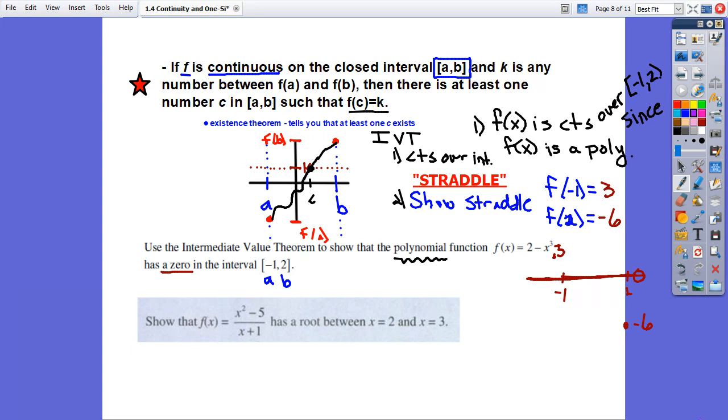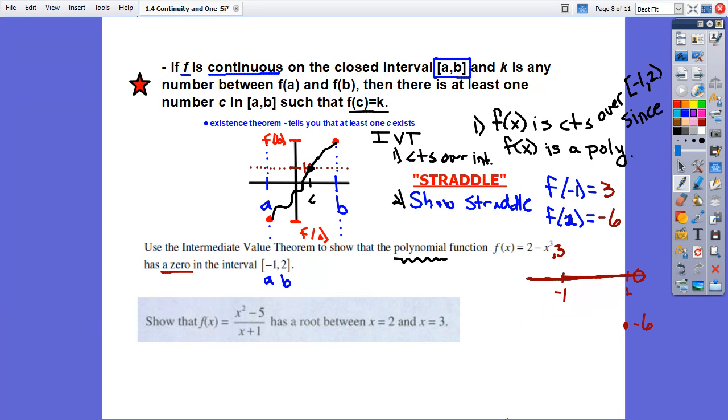And how you defend that is you say, look, IVT proves it, because the function is continuous on the closed interval -1 to 2. f of -1 is 3. f of 2 is -6. I straddle, so there has to be at least one zero. Do I know where it is? No.